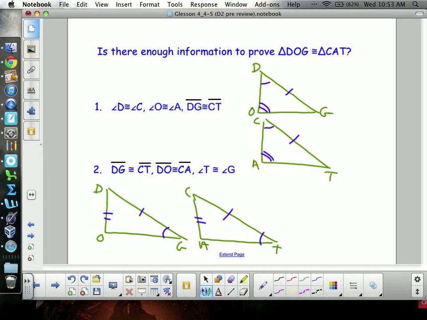It's an angle side side, isn't it? So not congruent. So this one is angle angle side. This one is nothing. Not congruent. All right?